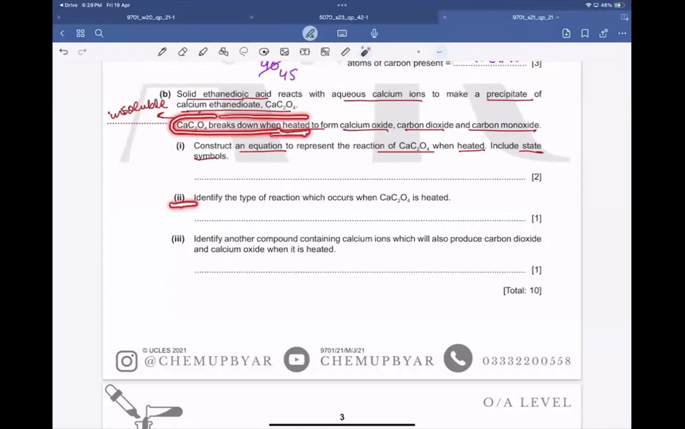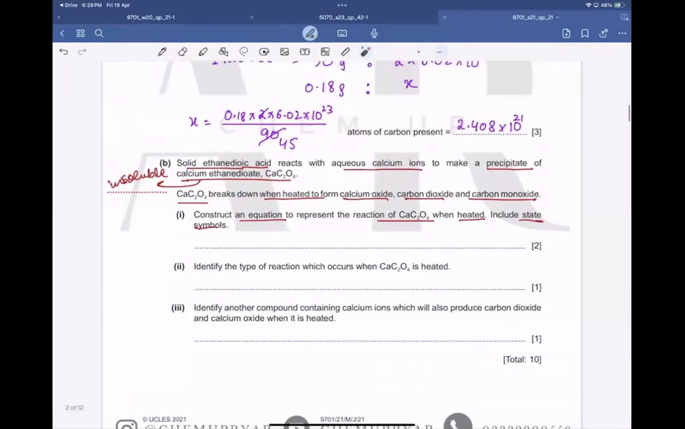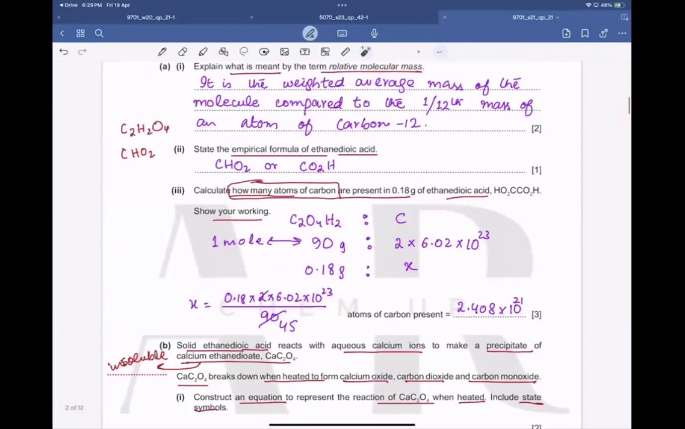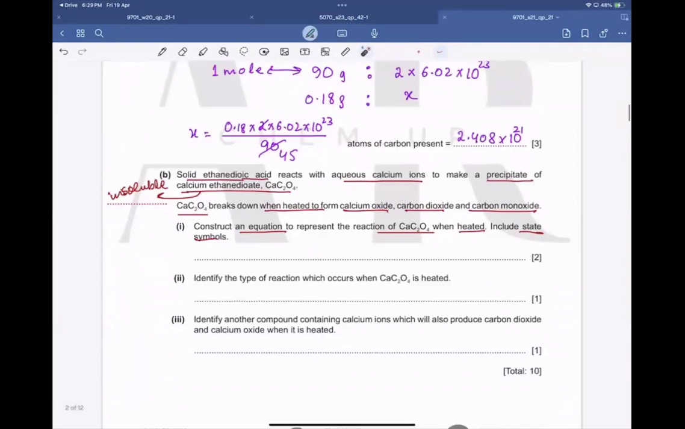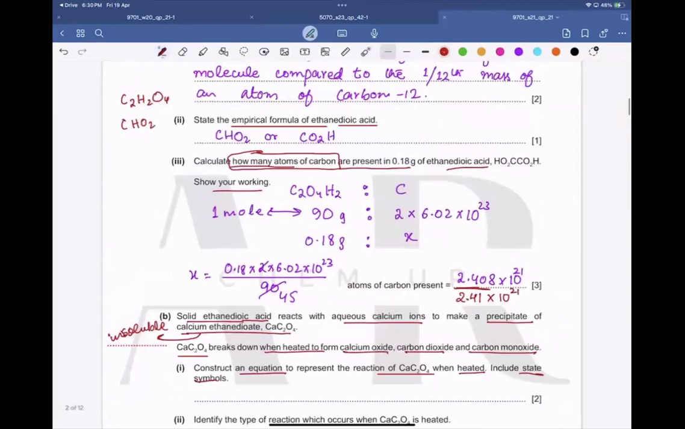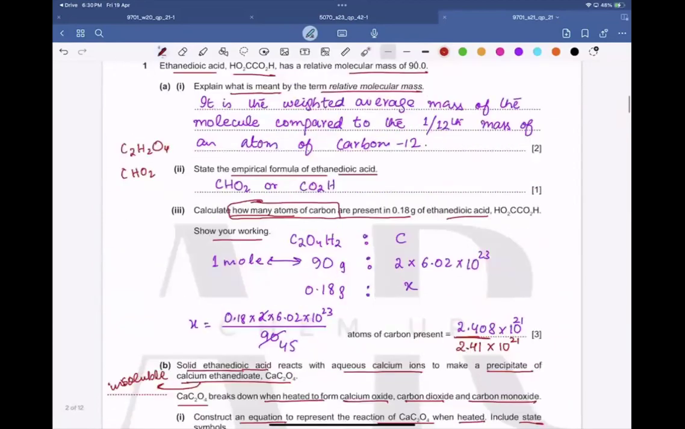Yeah, you can round it off over here as well. Otherwise, it's fine. If I round this off, it is going to be 2.41 exponent minus 21. So if you round it off, it is going to be 2.41 exponent 21.